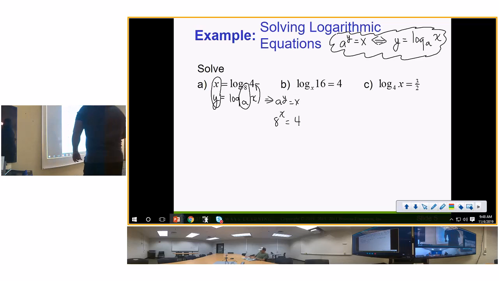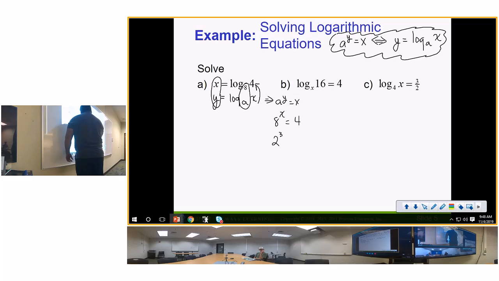Hey, I could write this. No, I can't. I was thinking of, I can. Yeah, 2 to the third raised to the x power is equal to 2 to the what? 2 to the 3x is equal to 2 to the second. 3x is equal to 2. x is equal to 2/3.